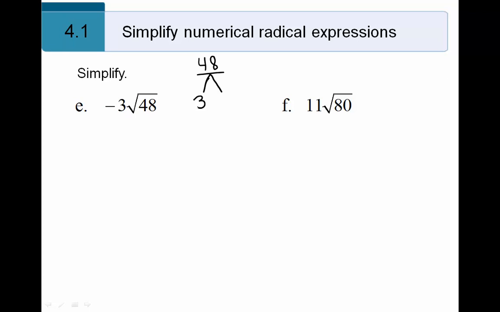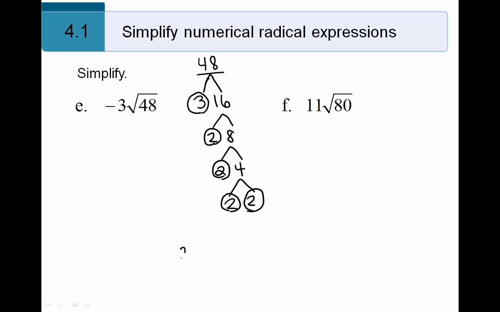3 times 16 is 48. 2 times 8 is 16. 2 times 4 is 8. 2 times 2 is 4. And we're looking for pairs. Okay? So I have a pair of 2's. 2 times 2 times 2 times 2 times 3 is the prime factorization.